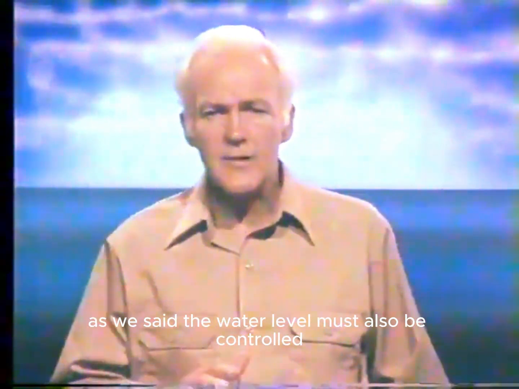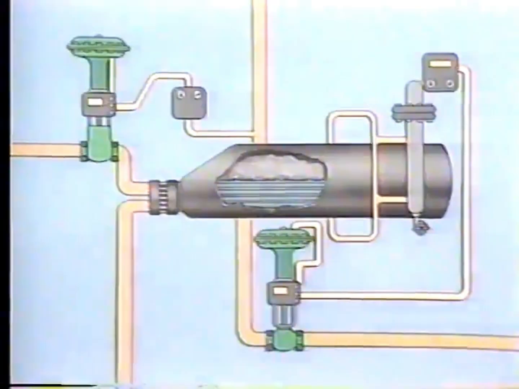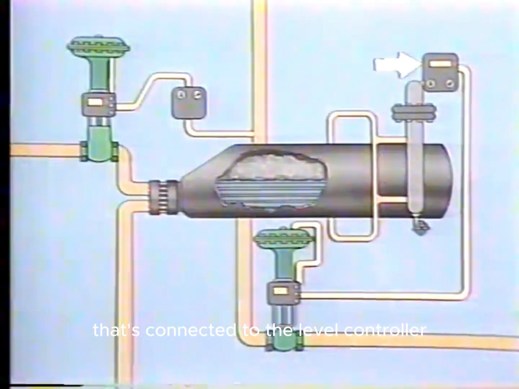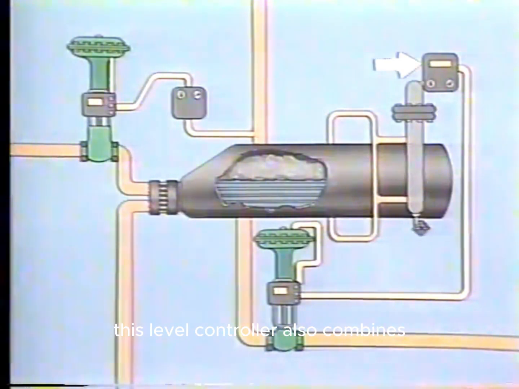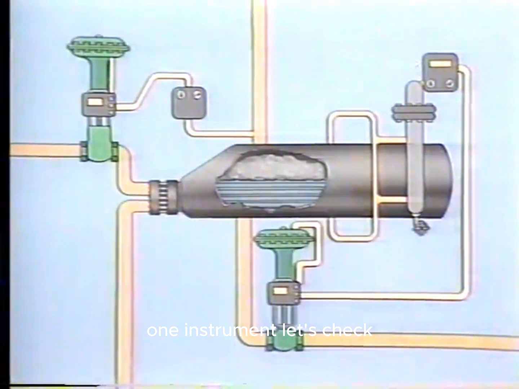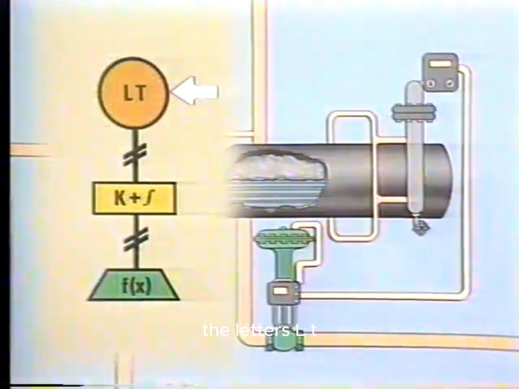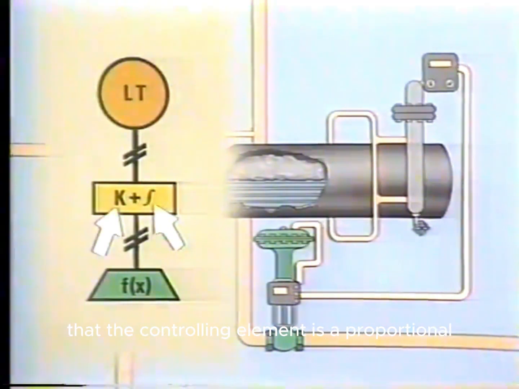As we said, the water level must also be controlled to maintain steam pressure out of the heat exchanger. In this system, the water level is sensed by a displacer that's connected to the level controller. Like the pressure controller we saw, this level controller also combines the measuring and controlling functions in one instrument. Let's check the logic diagram to learn more about this controller. The letters LT tell us that the measuring part of the instrument is a level transmitter. We can see by these symbols that the controlling element is a proportional plus integral controller.